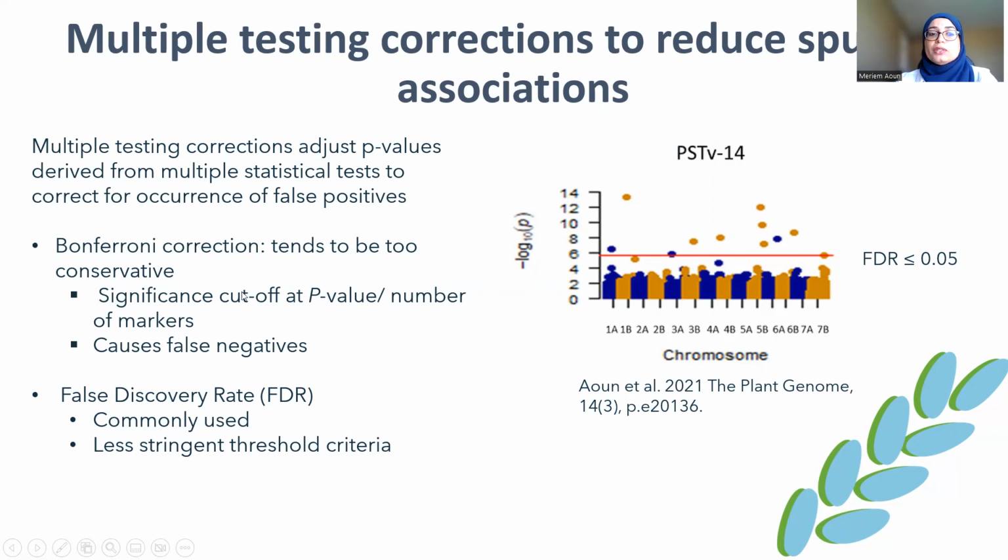The adjusted value for the Bonferroni correction will be the p-value for each of your markers divided by the total number of markers that are used in the GWAS. And this is considered a stringent cutoff and can lead to false negatives, where you can lose some true associations. So here is an example of an FDR correction cutoff of 0.05 that was done in the GWAS for stripe rust resistance in wheat.